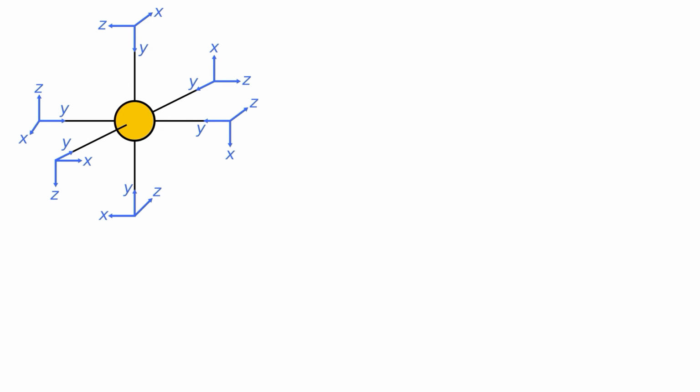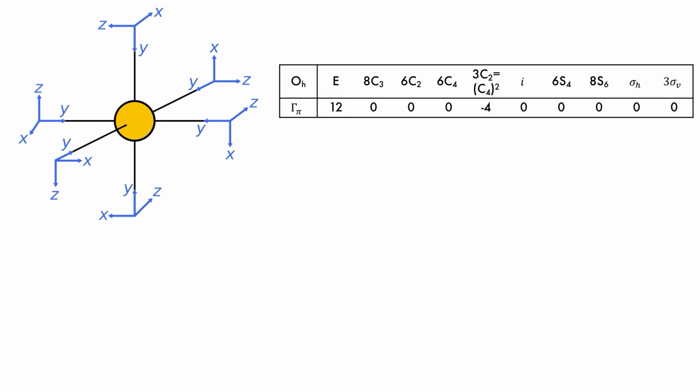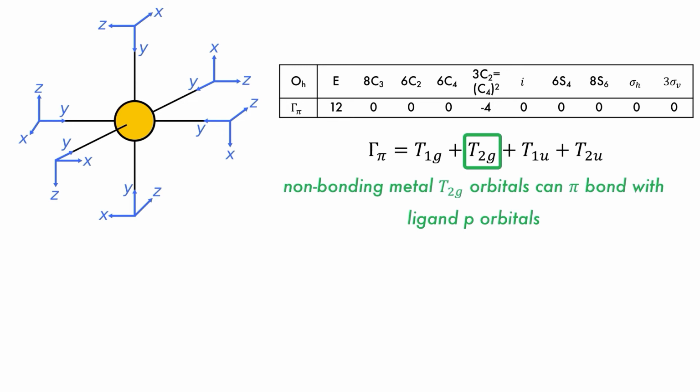Each ligand has individual XYZ coordinates, which will follow previous convention and have the y-axis pointing towards the metal-ligand bond. The reducible representations for these ligands can be determined in the usual way, which can be solved to give the component irreducible representations, which include the T2G set. This T2G set represents the ligand p orbitals and allows the metal to form pi bonds to the ligands. The other sets cannot be used.